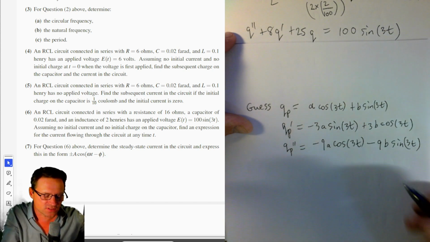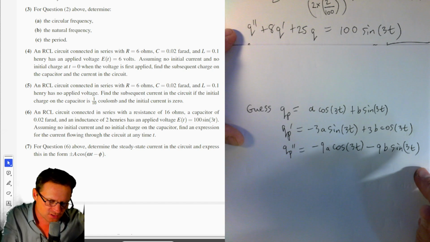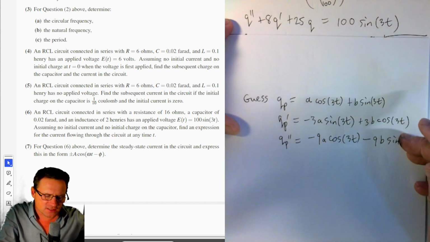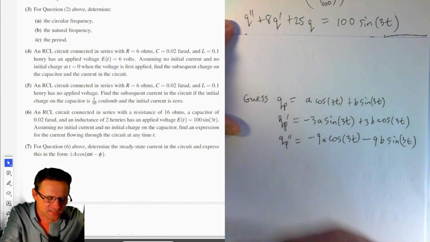Okay, so taking those, subbing them in. Now it's going to get a little bit messy, so you want to save some space to write all of this. Okay, so let's start with Q_p double dash.